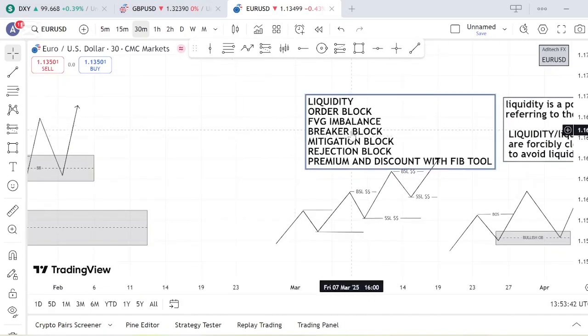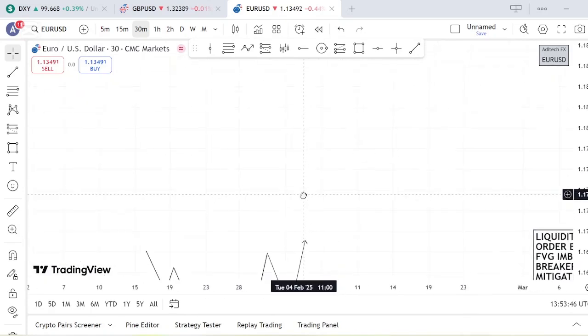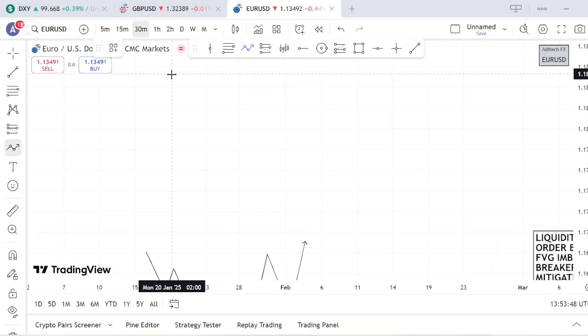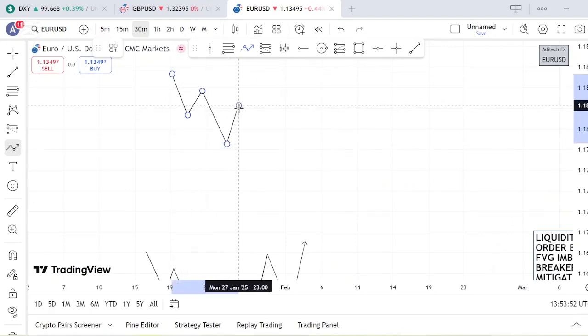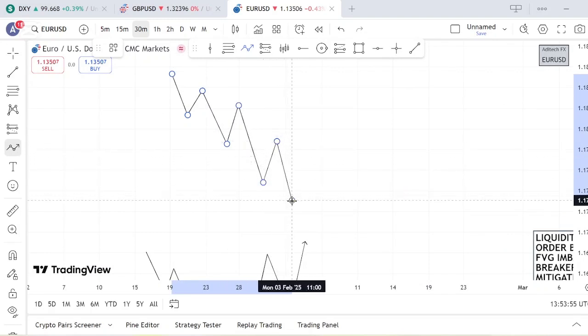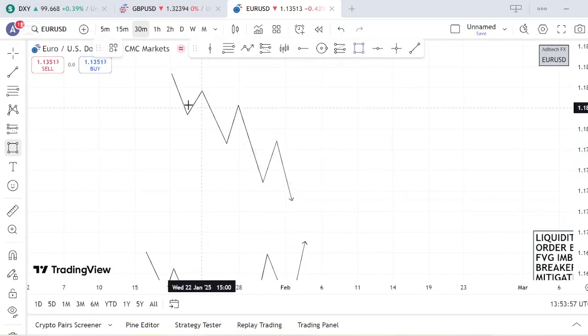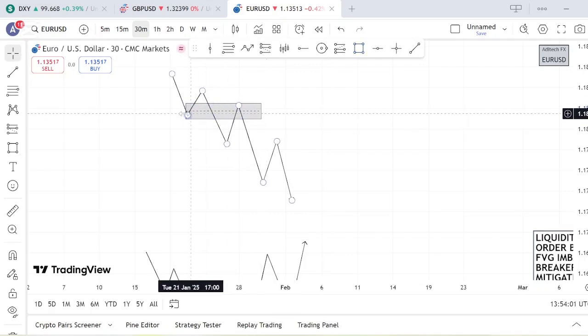So the next thing on the list is mitigation block. So what is a mitigation block? Let's assume we're in a downtrend and price is just breaking structure to the downside, right? Now a mitigation block is simply these zones, right? It's just like an order block also.